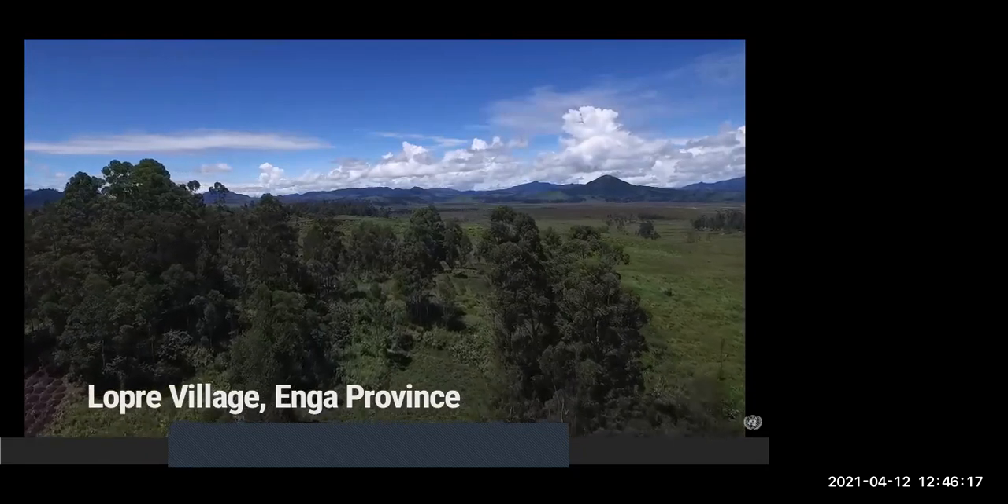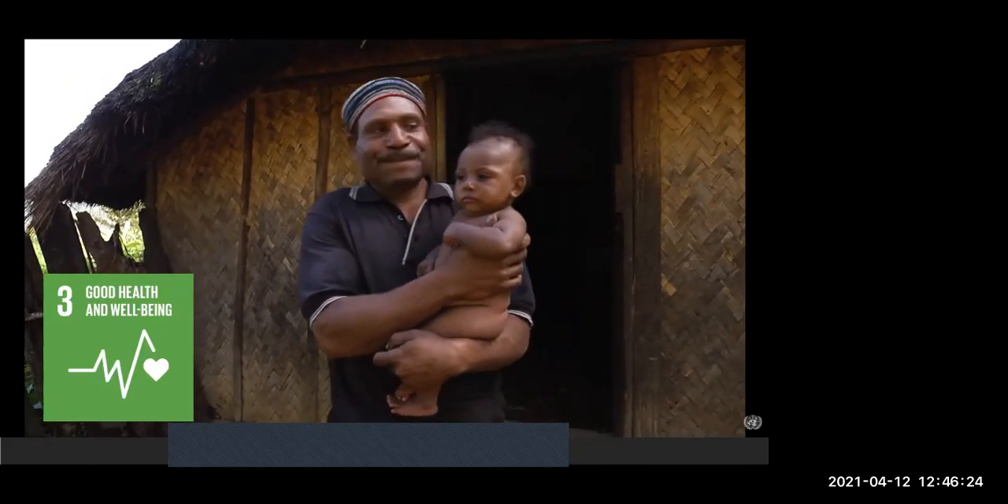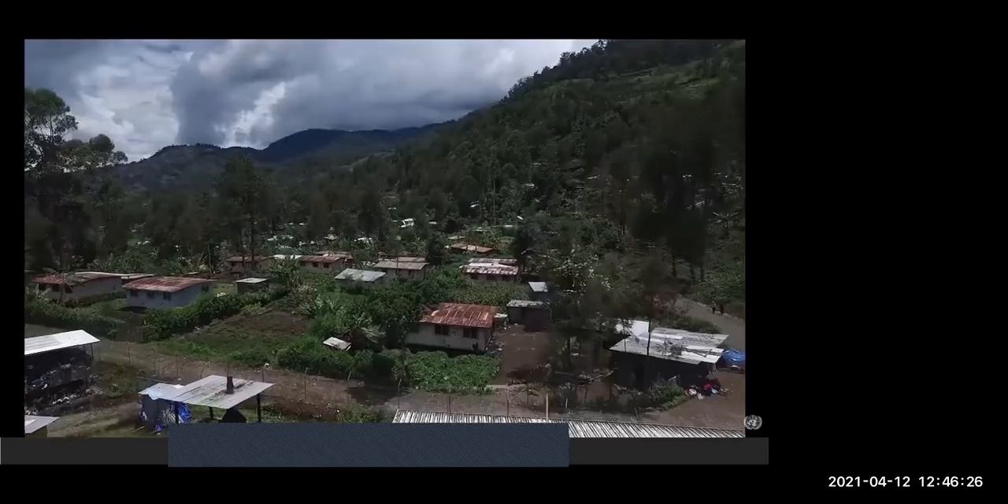Moving to Enga Province, we meet Benny Pundi, a subsistence farmer with 2 wives and 6 children. Health problems are common here because the nearest hospital is far away.